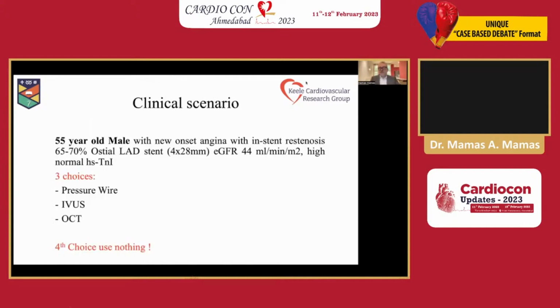So this is the clinical scenario. This is a 55-year-old male with new onset angina and in-stent restenosis, which is assessed to be around 70% in the ostial LAD, where he had a previous stent of 4/28. He has mild renal dysfunction with an eGFR of 44 mL per minute per meter squared and has a high normal high sensitivity troponin. We're given three choices in this gentleman's management: a pressure wire, IVUS, or OCT, but of course there's the fourth choice of using nothing.